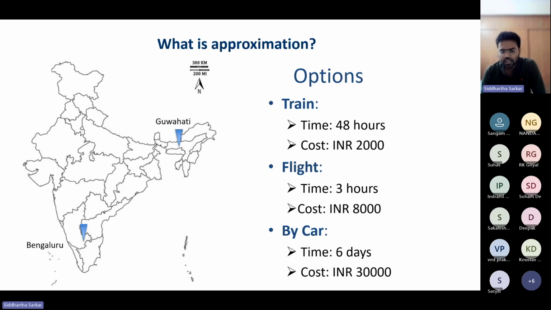And if I go by car, then it's even more fantastic. It will take 6 days and it will cost about 30,000 rupees in fuel charges and the cost of the driver. I mean, the wage of the driver. So what do you think is the best travel option for me? What would you do if you had a situation like this?